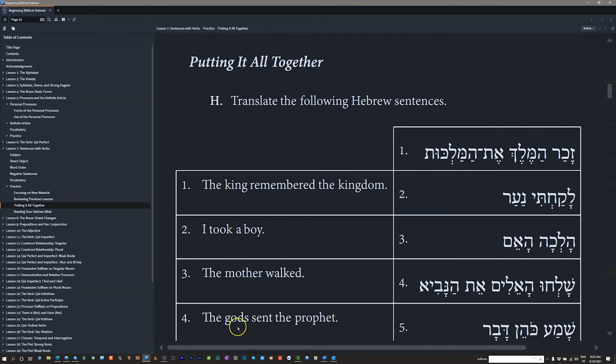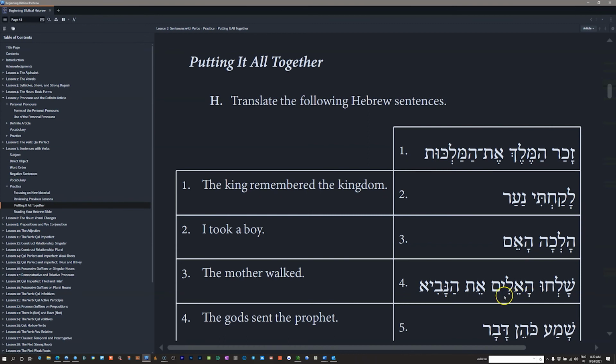We're going to have our subject, the gods. We're going to have our verb, sent. We're going to have our direct object, the prophet. If we were to translate this sentence word after word after word, we would translate it, they sent the gods, the prophets. And that's really misleading because in English, word order determines the function of a word in a sentence.